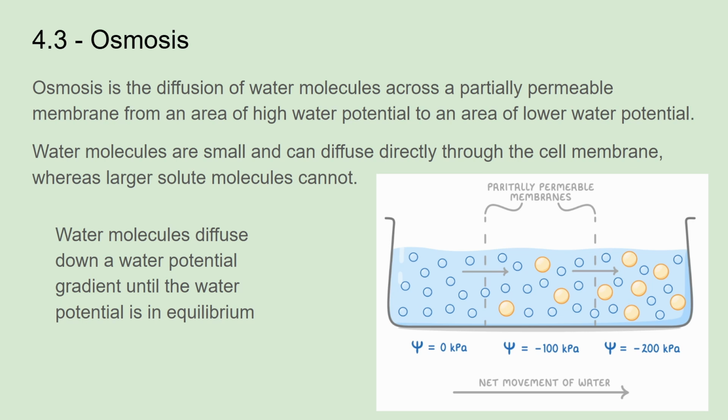Now, osmosis is the diffusion of water molecules across a partially permeable membrane from an area of high water potential to an area of lower water potential. Water molecules are small and can diffuse directly through the cell membrane, whereas larger solute molecules cannot. Water molecules diffuse down a water potential gradient until the water potential is in equilibrium. You can see in the image there, water potential is depicted by that little trident symbol and is measured in kilopascals.